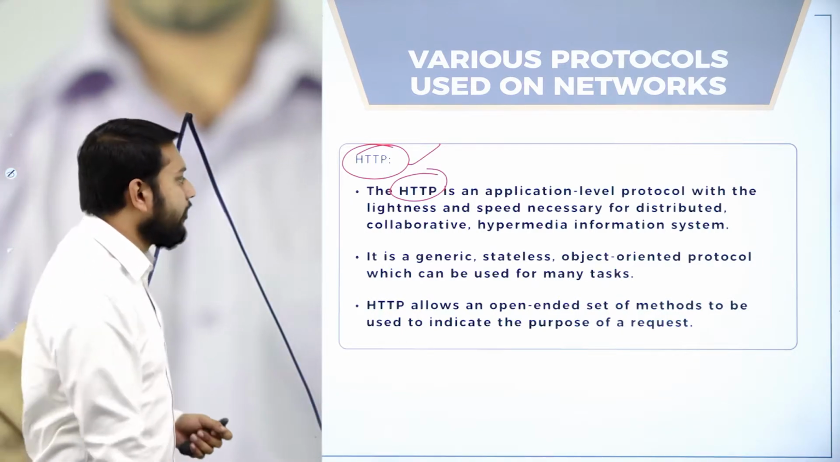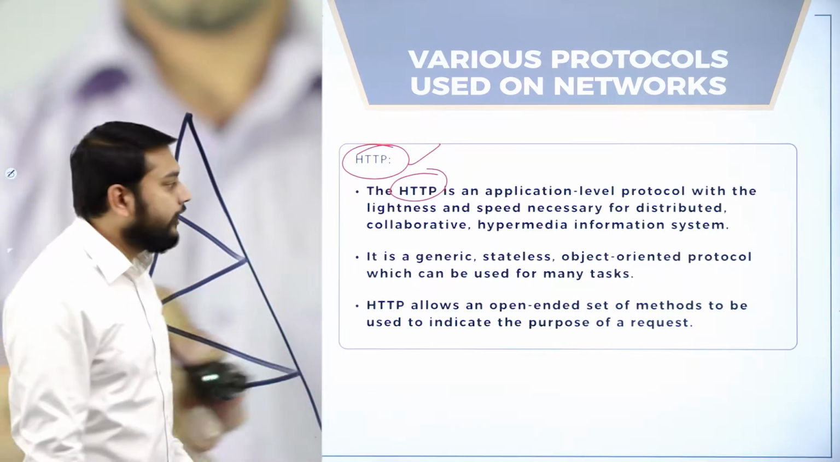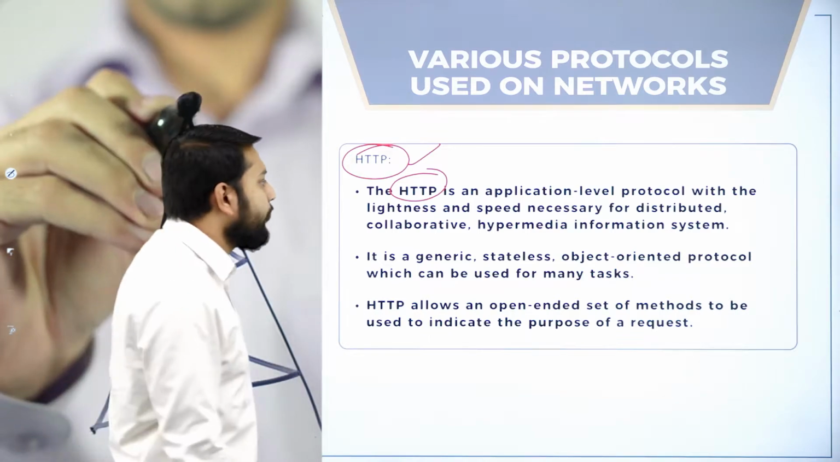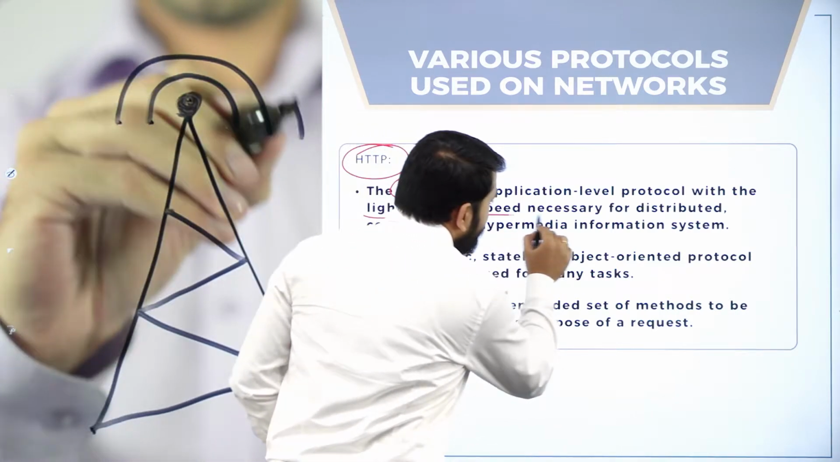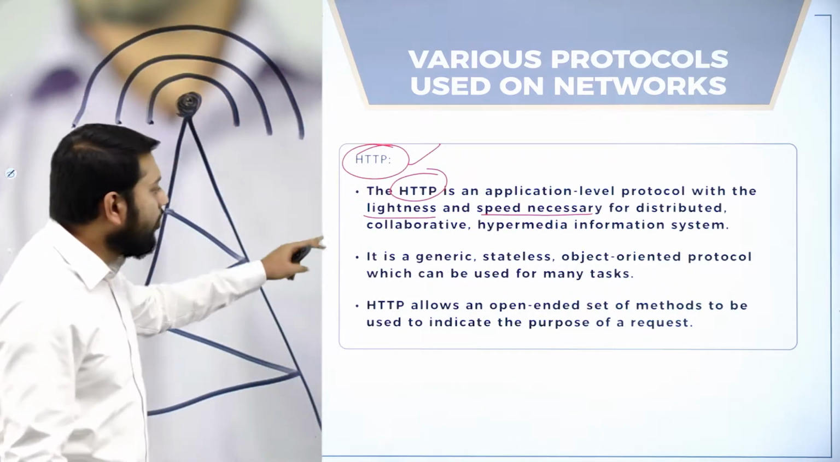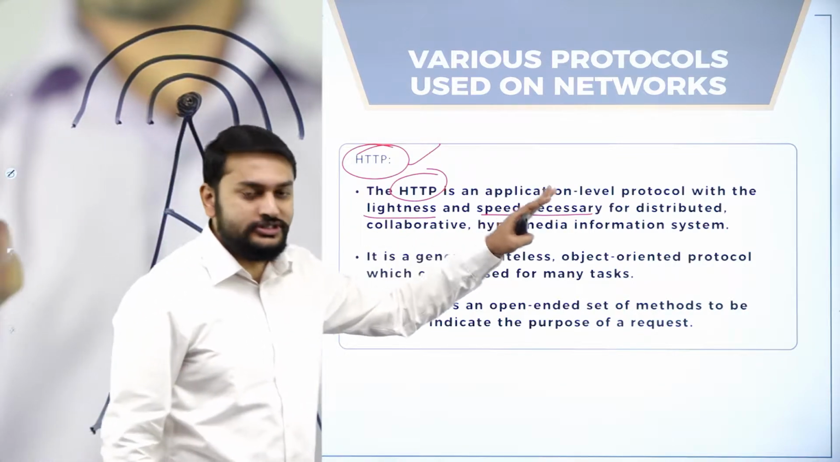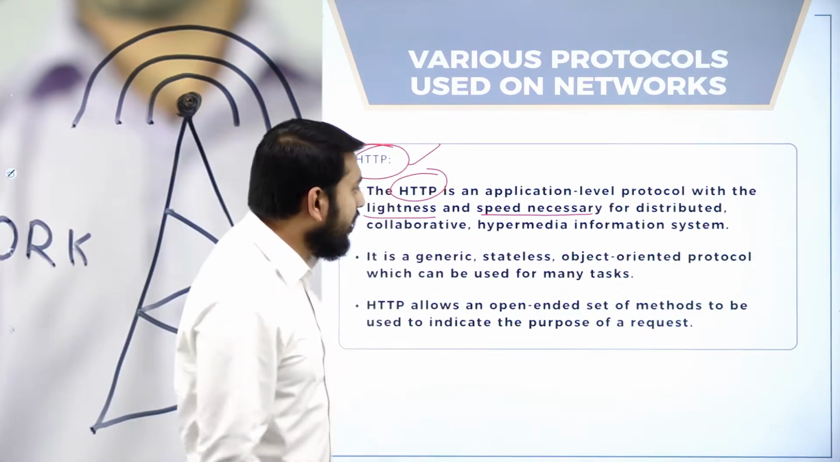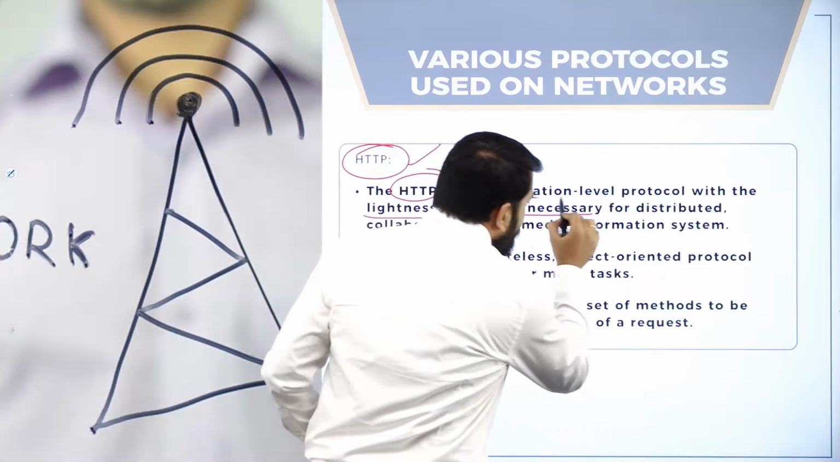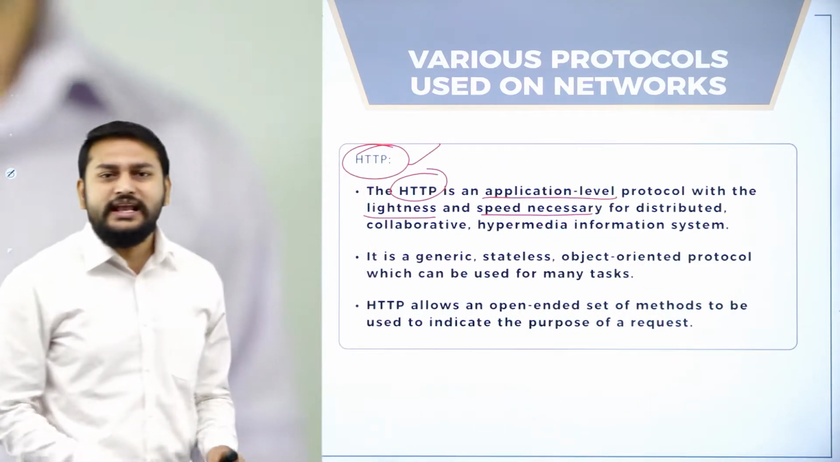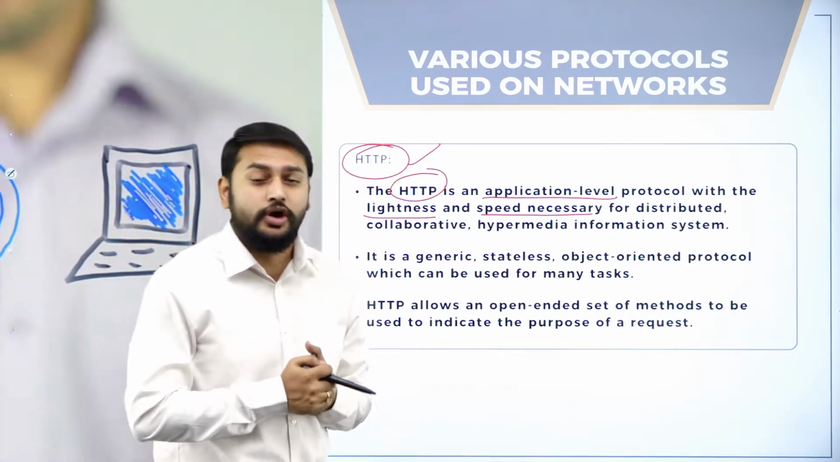Alright, that is very important. So let's understand one by one. HTTP is an application level protocol which lightens and speeds the necessary for distributed collaborative hypermedia information system. You need to understand one thing important, that is application level protocol. What exactly is an application level protocol all about?